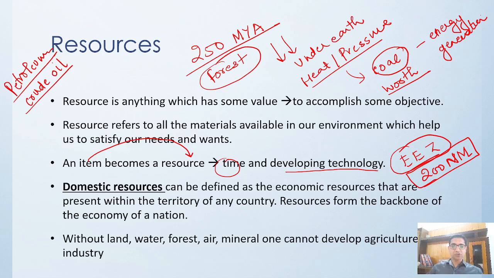So there are a lot of resources: land, water, forest, air, minerals. All these types of resources are there, which are of any worth to us. It is called resources. And without the resources we cannot develop anything, whether we call it agriculture, industry, service, or whatever it is, unless we have all these in our hand.